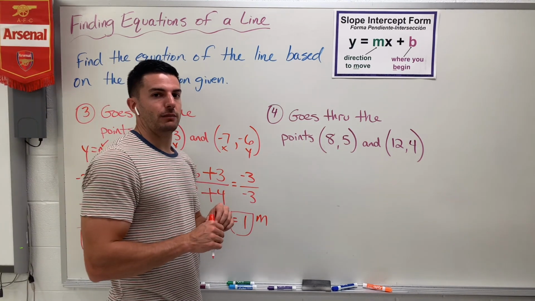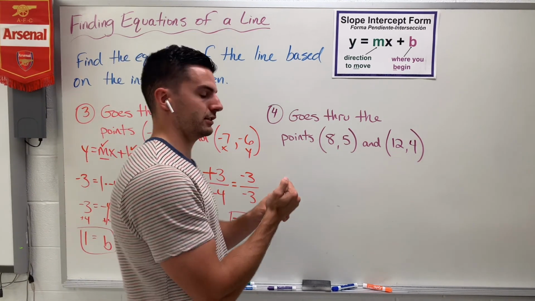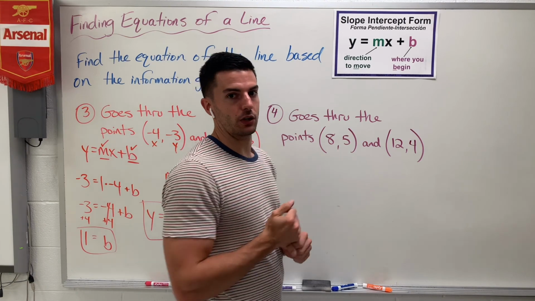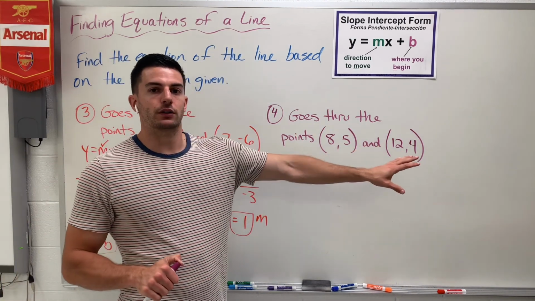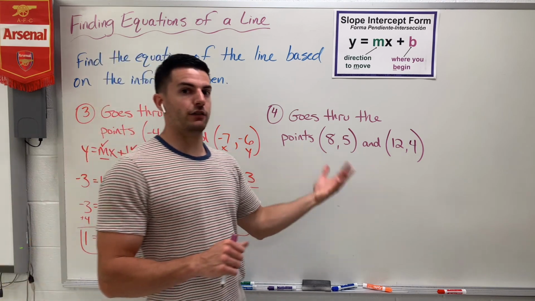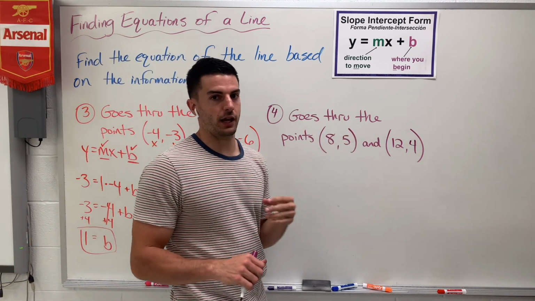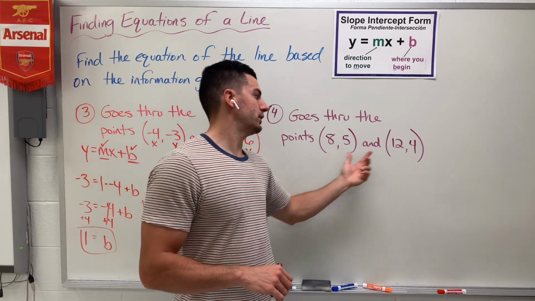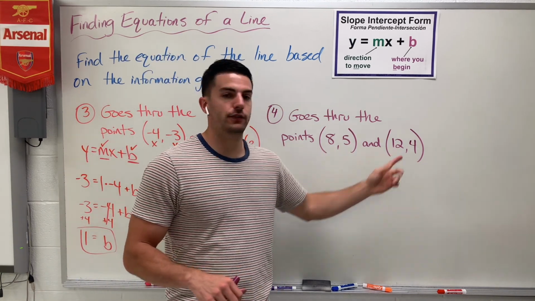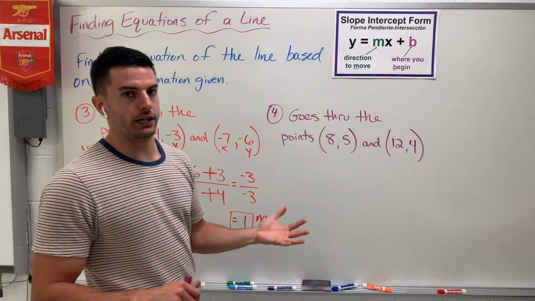Now, number 4, same thing. Try to get the process of it here because it's going to be the same as the last one, and then we're all set. For this one, the line goes through the points (8, 5) and (12, 4). Again, I do my checks. Do I have my slope? No, it doesn't tell me that. Do I have my y-intercept? No, it doesn't tell me that. And neither of these points has 0 as the x value, so neither is my y-intercept either.